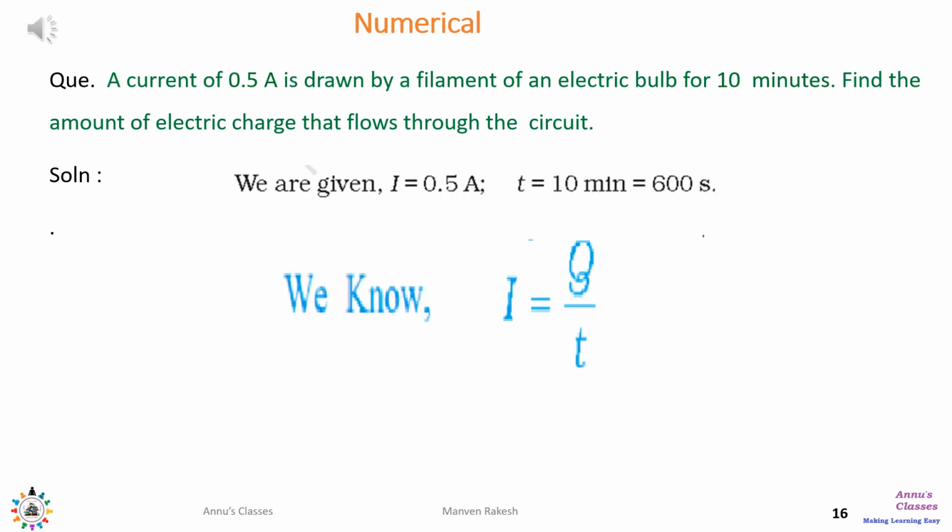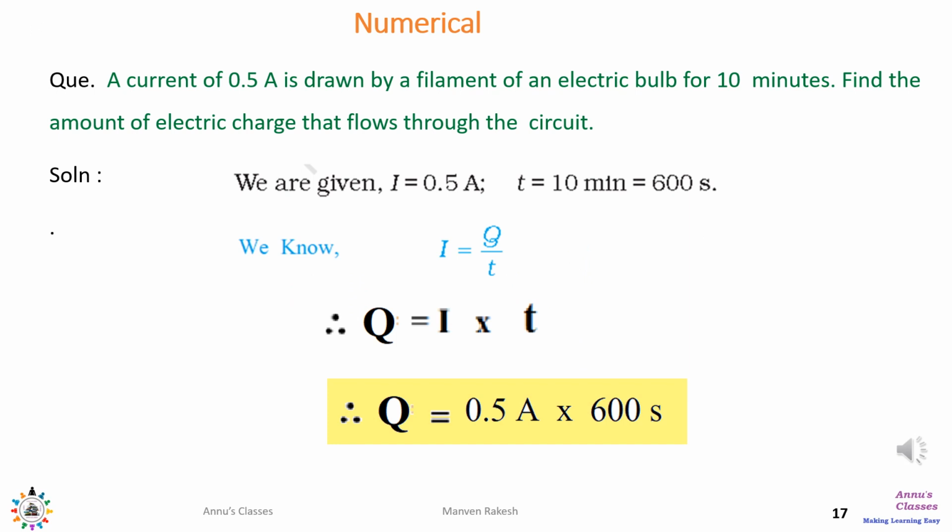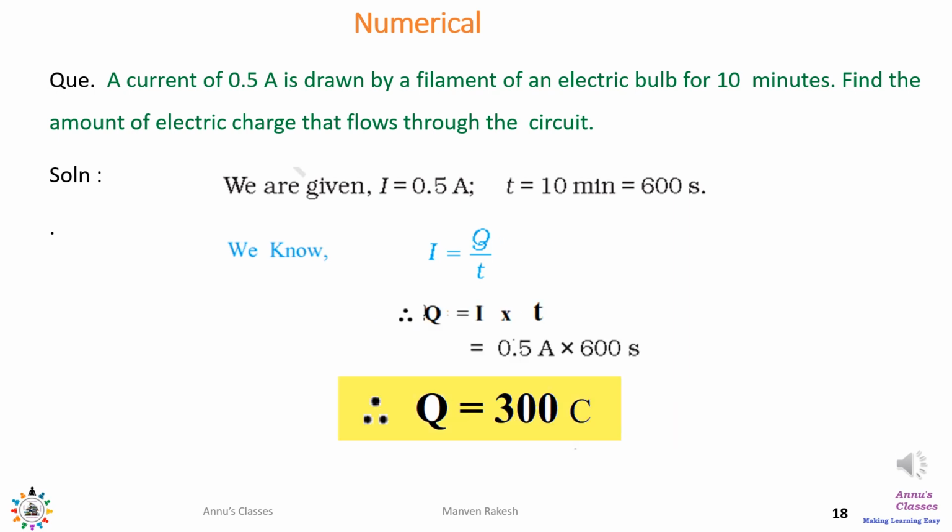We have seen the formula, current I is equal to Q by T. So we can rewrite the equation as Q is equal to I into T, and now put the value of I 0.5 amperes, T is equal to 600 seconds. Multiplication of these two values gives us Q is equal to 300 coulombs. That is our answer.